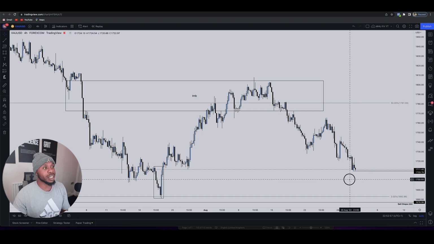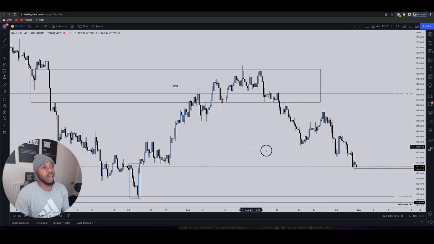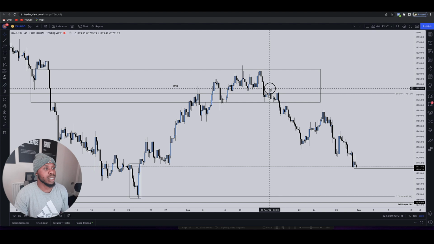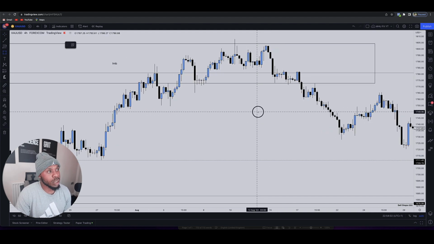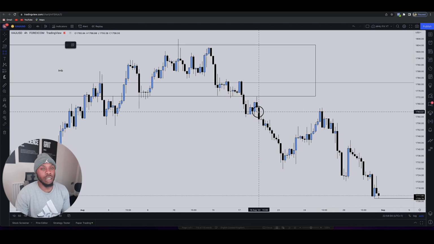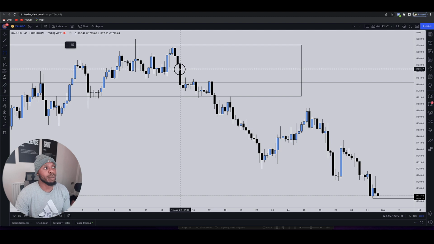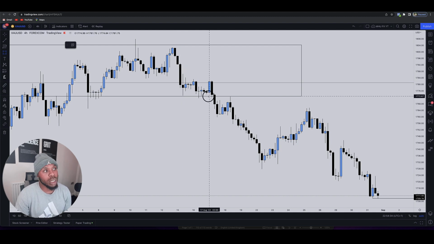Now we have our bias. Now we understand what price is doing. One thing you need to notice as well is that when price is making its way lower, it's cleaning up inefficiencies along the way. What I'm going to do now is show you some inefficiencies that it's cleaning up. When I say inefficiencies, what I mean is it's cleaning up imbalances along the way. There is inefficiency here that price has not cleaned up. So let's look at the other ones now.